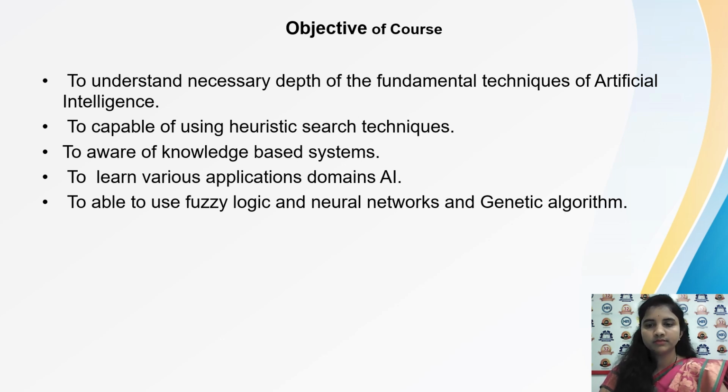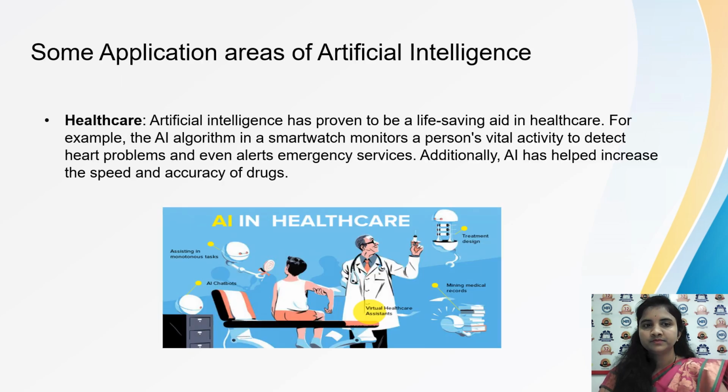Next is the objective of this course. First objective is to understand with necessary depth the fundamental techniques of artificial intelligence, and to be capable of using heuristic search techniques. What is a heuristic search technique? It is an informed type of search technique. Next is to be aware of knowledge based systems. What is a knowledge based system? Then next is to learn various application domains of AI, in which areas, in which domains AI is used. Next is to be able to use fuzzy logic and neural networks and also the genetic algorithm.